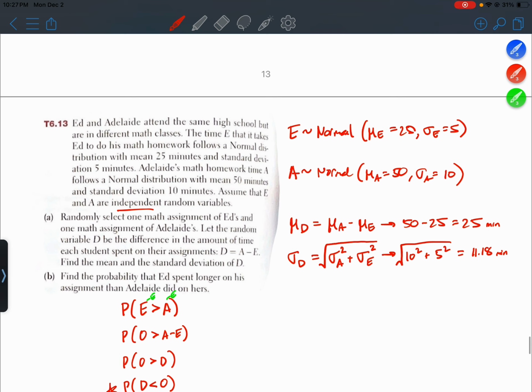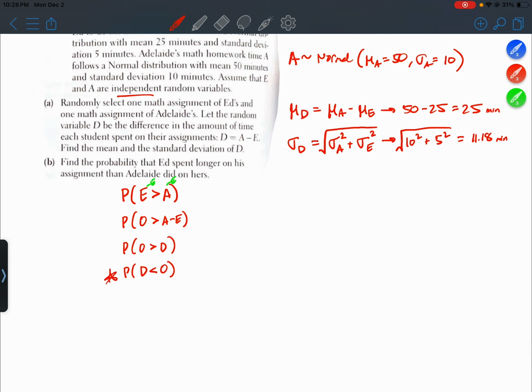Now, going all the way back to the beginning, our random variable E had a normal distribution, our random variable A had a normal distribution, so our random variable D will also have a normal distribution because it was derived from two variables that were normal. So here's what we know. D is approximately normal. The mean of D is 25 minutes. We just calculated that in the last step. The standard deviation of D is 11.18 minutes.